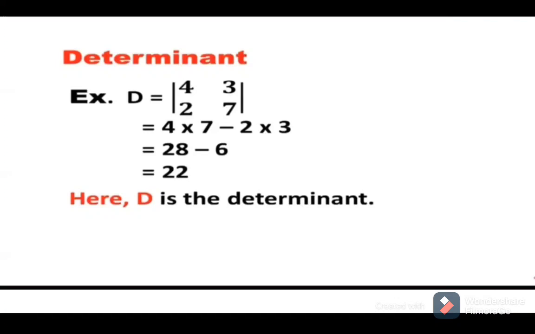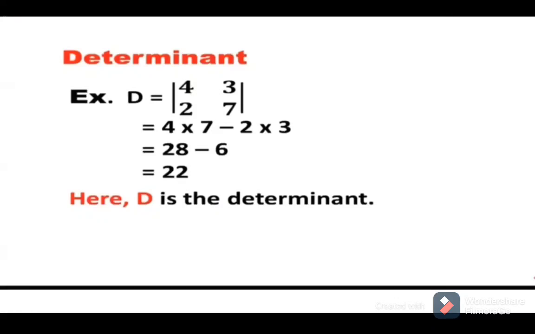For example, suppose D is equal to the determinant of 4, 2 and 3, 7. Then what you have to do? You have to do the cross multiplication. So next step, what you will get? 4 into 7 minus 2 into 3. So 28 minus 6 is equal to 22. So here the capital D is called the determinant.